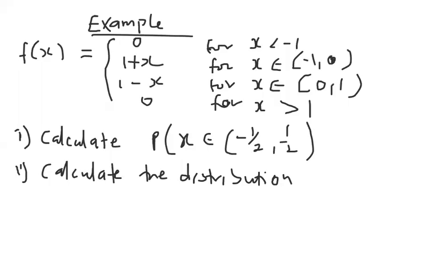Today we're going to look at this exercise that we did in class. We were given the function f of x is equal to 0 for x less than -1, 1 plus x for x belonging to -1 and 0 not inclusive, 1 minus x for x belonging to 0 with 1 not inclusive, and 0 for x greater than 1. We've been asked to calculate the probability that x is between -1/2 and 1/2, and then also to calculate the distribution.